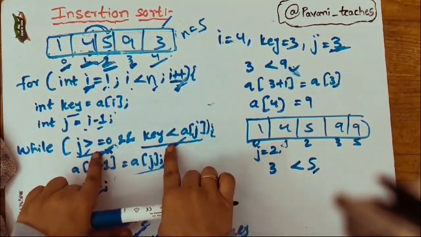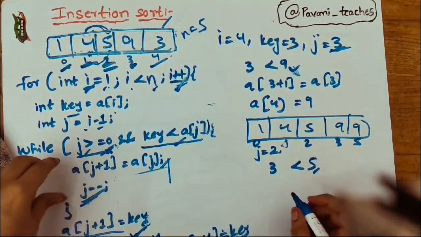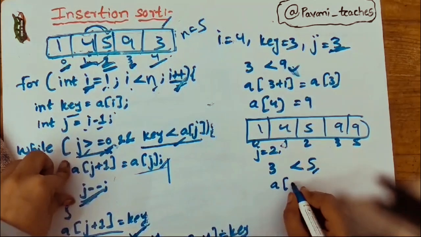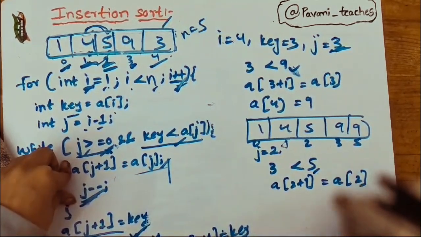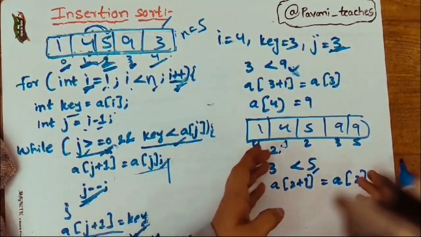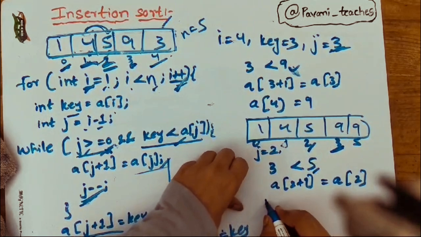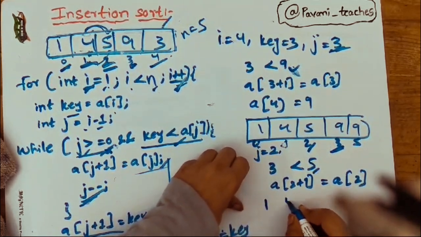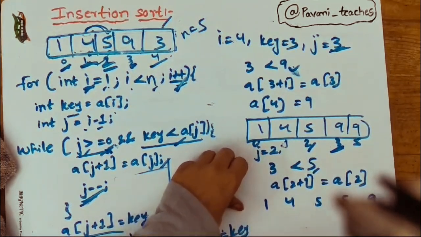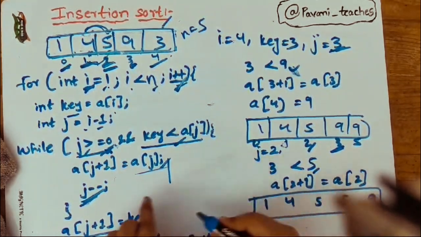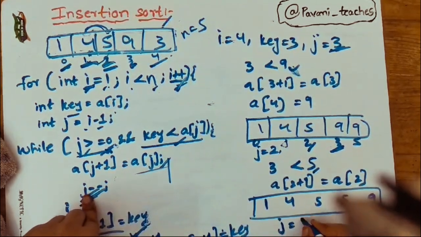As these two conditions are true, we have to operate these two statements, that is a of 2 plus 1 equal to a of 2. So we are assigning the value of a of 2 in the value of 3. Now the array will be 1, 4, 5, 5, 9. After that we have to decrement the value of j. Now j will become j equal to 1.